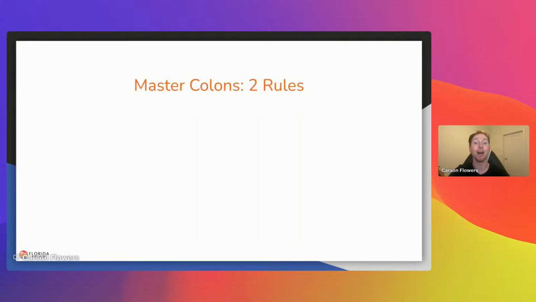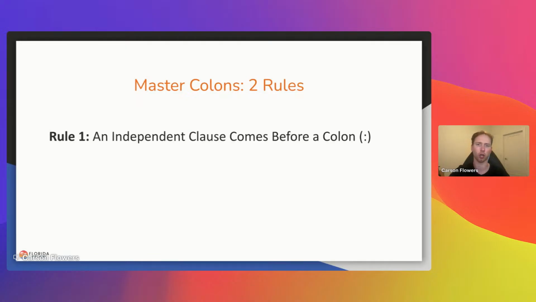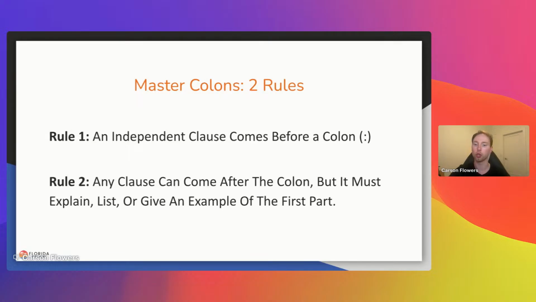Now, let's move on to mastering colons and two rules. Rule 1 for using a colon is that an independent clause or full sentence must come before the colon. Rule 2 is that any clause can come after the colon. It could be a full sentence, it could be a list, it could be a fragment, it does not matter. But it must be on topic and agree with the ideas presented before the colon.